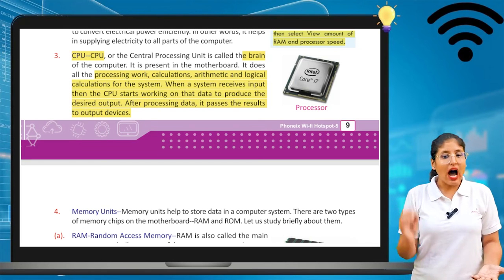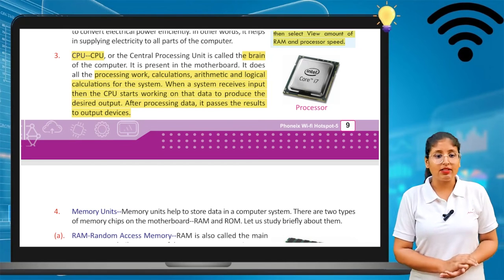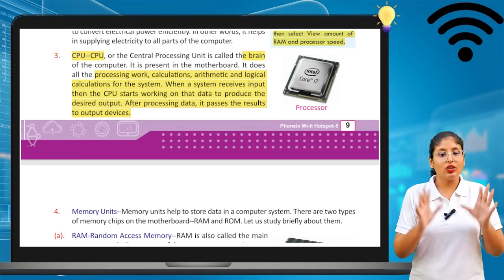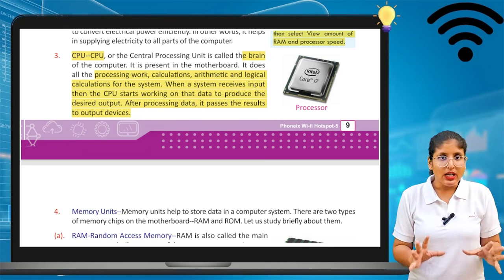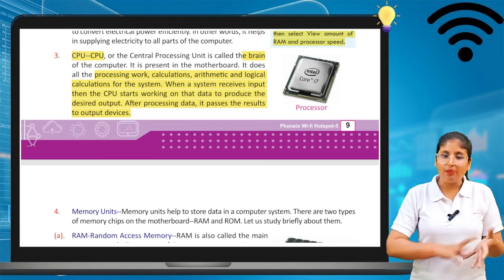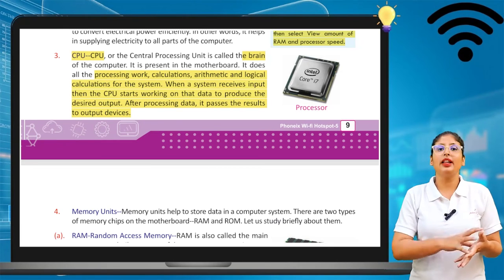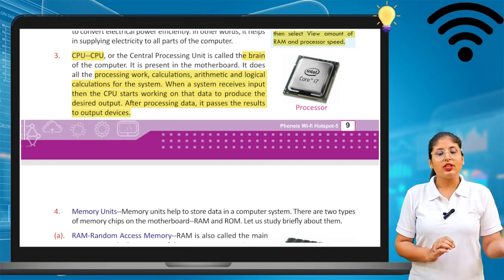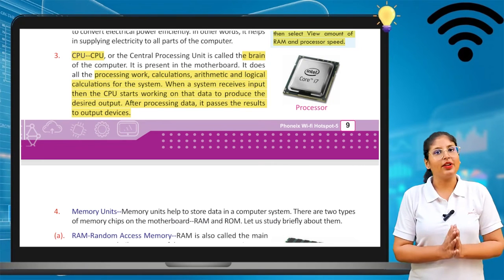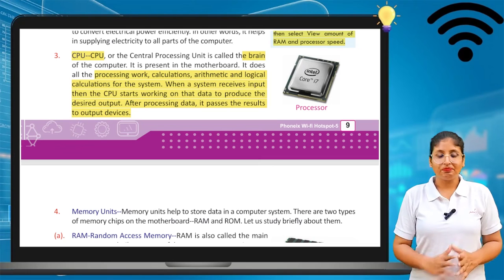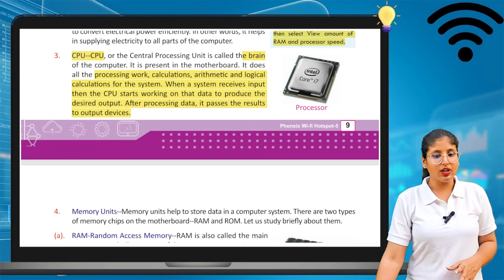Okay, so after processing data, it passes the result to output devices. So this is the main function of the CPU. The CPU's work is to process, or do anything related to calculation and arithmetic. This is known as the brain of the computer. CPU is clear.